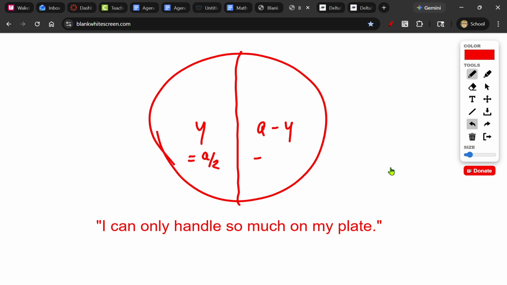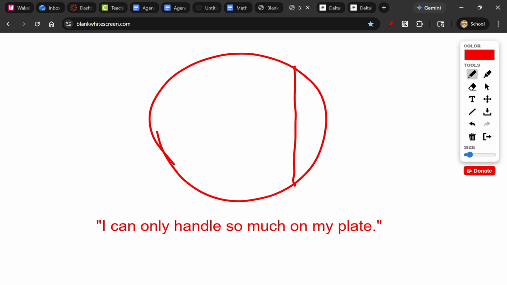Okay, so let me back up here and see what happens as you start eating all the food, right? So when we're near about finished with what's on the plate, you're starting to slow things down a little bit because your stomach is starting to feel full and there's only so much room left in your stomach. I can only handle so much on my plate. That's the kind of way of thinking about logistic growth, okay?